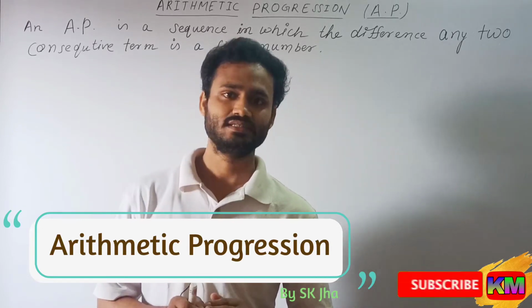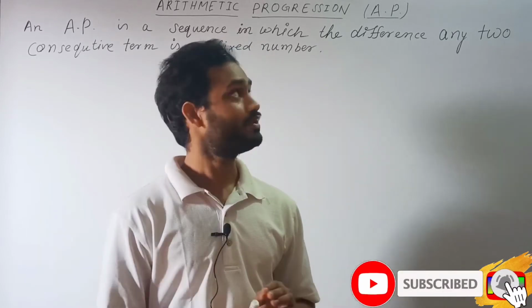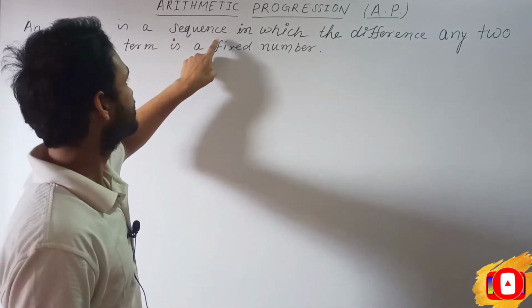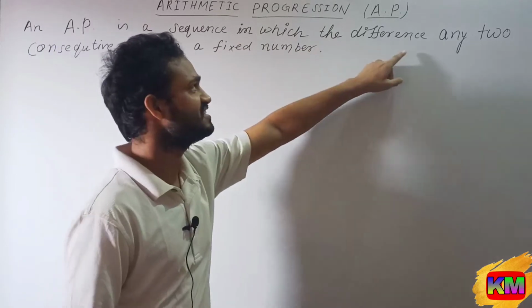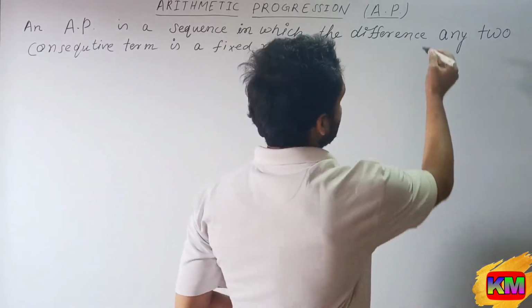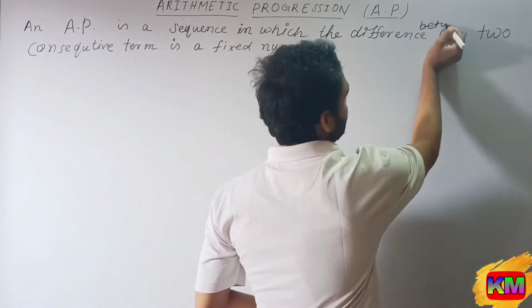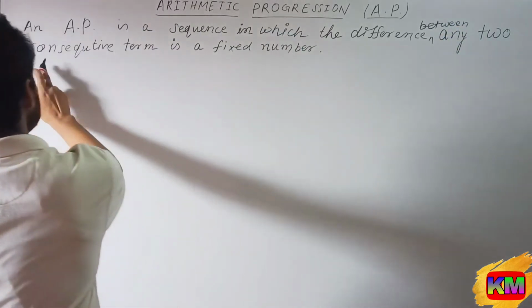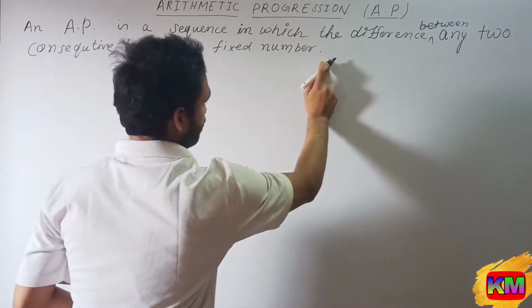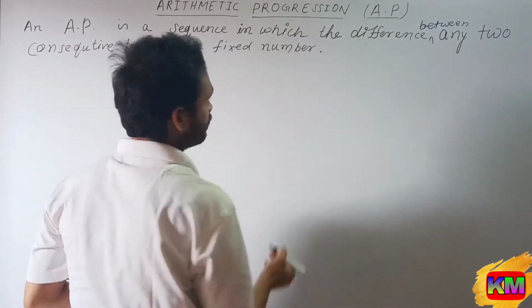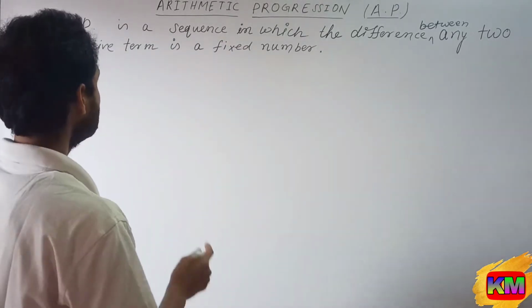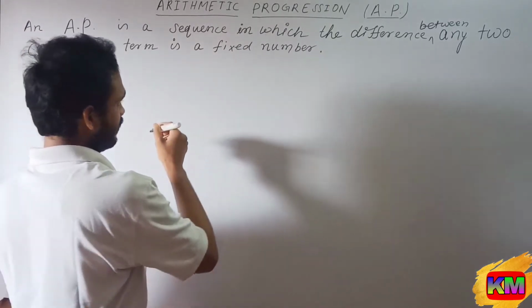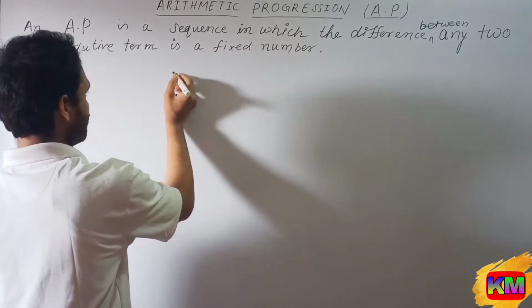So what is an arithmetic progression? We can see that an AP is a sequence in which the difference between any two consecutive terms is a fixed number. So according to the definition, we will see an example.